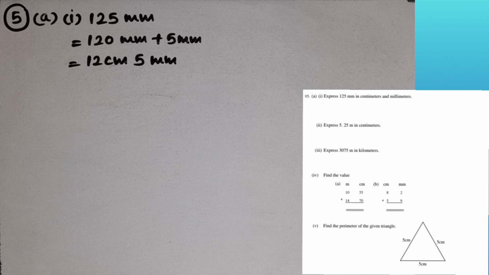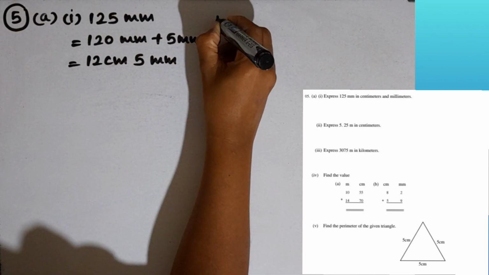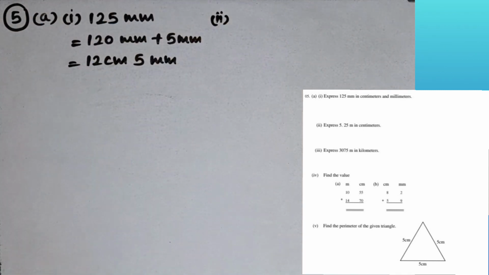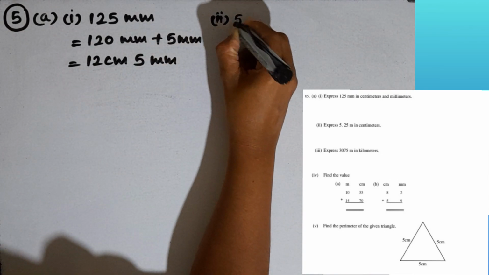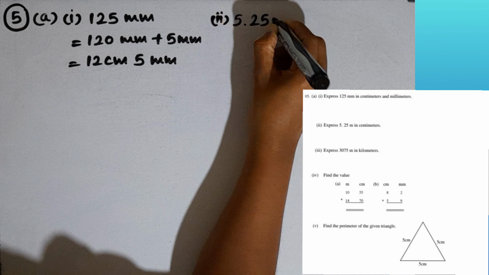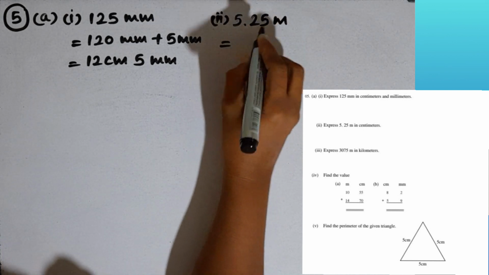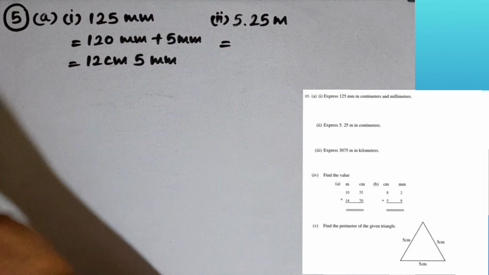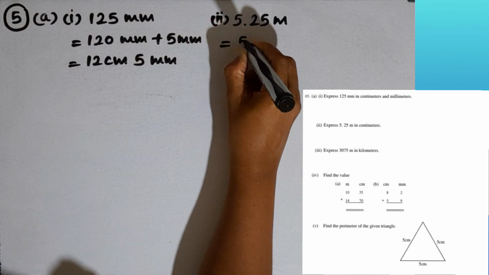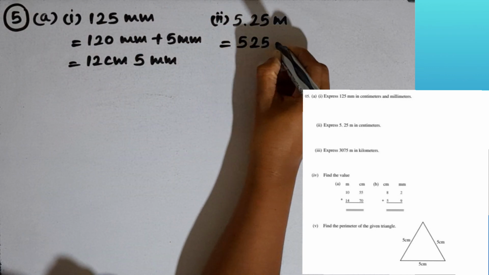Then in the second one, express 5.25 meters in centimeters. When we are converting a value of meters to centimeters, we have to multiply it by 100. So when you multiply this by 100, the decimal point goes 2 places to the right side. So the answer is 525 centimeters.